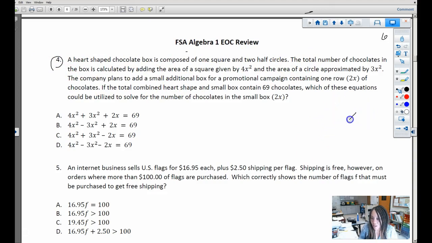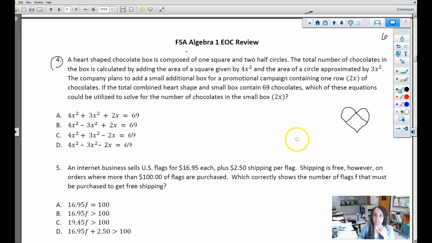So you'd probably have a square on its side like this. That's about as close as I can get freehand. And then a half circle would go on this side, and then a half circle would go on that side. It's a freehand heart. Looks nice to me. So a heart-shaped chocolate box has a square in the middle and 2 half circles on the sides.